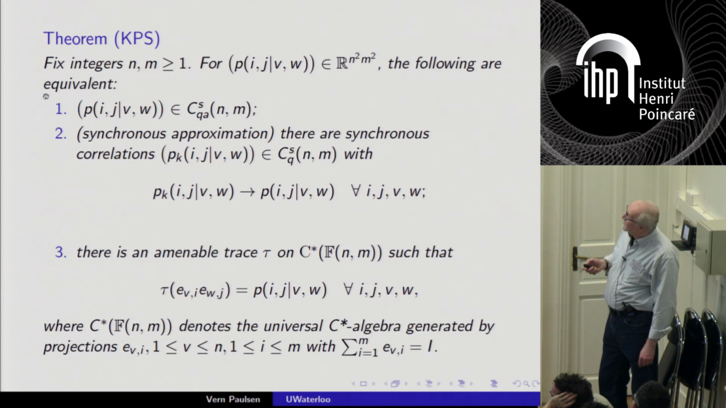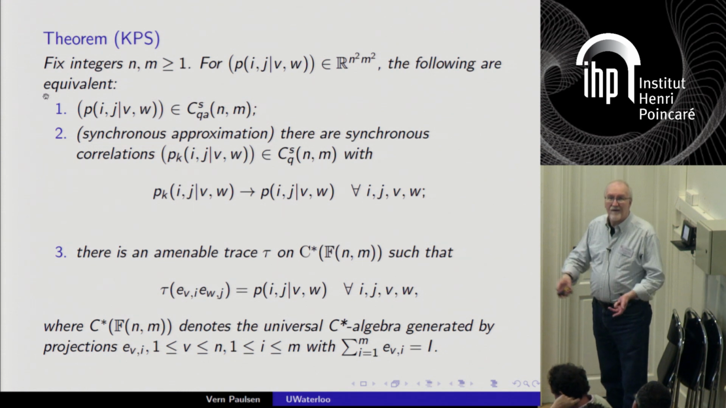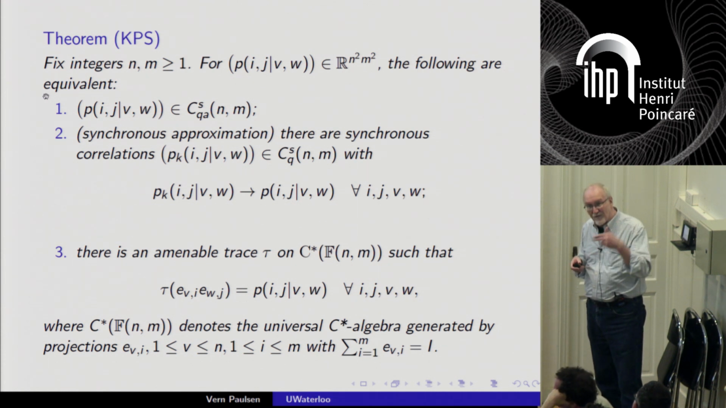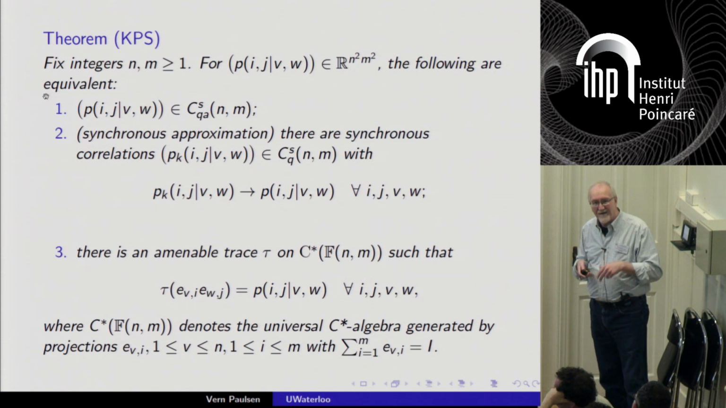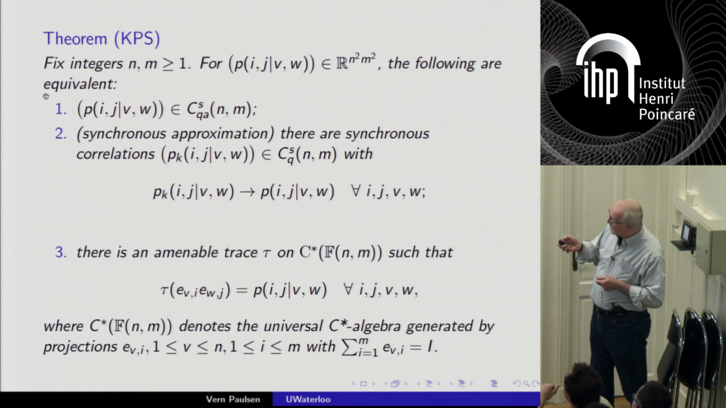So the idea of how the proof goes: I just told you why 2 implies 1 is trivial. So you use 1 to show that the trace that you have is amenable by using the A tensor A op condition. Then you use Kirchberg's equivalence that the A tensor A op condition is the same as this approximability by factorization through matrix algebras in the 2 norm, and that's what gives you that 3 implies 2.